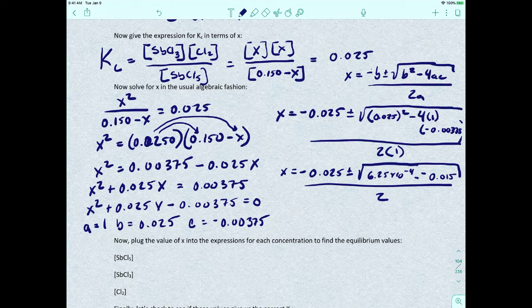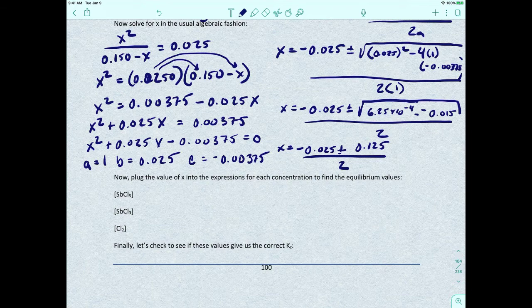Now we've got to get that numerator under control, so we've got that radical under control. Negative 0.025 plus or minus, let's figure out what that radical is. We have 6.25 times 10 to the minus 4th minus a negative 0.015, so that's going to give us a positive 0.0156. If I take the square root of everything inside that radical, the square root is going to be 0.125, divided by 2.